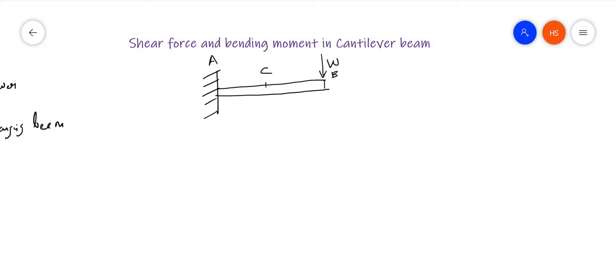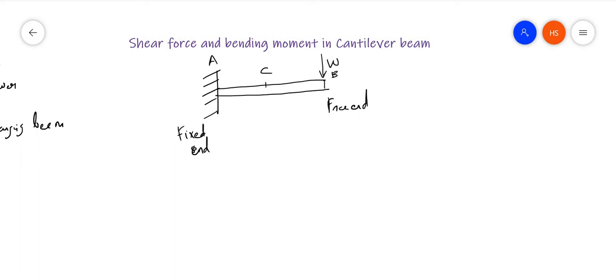Shear force means the vertical force at a section. Now there are 3 points. First of all, I have to find out the shear force at A. For a cantilever beam, I can find it from either side. To find the shear force and bending moment for a cantilever beam, we can start from the free end. This is the fixed end, and this is the free end. So the basic step is that we start from this end.